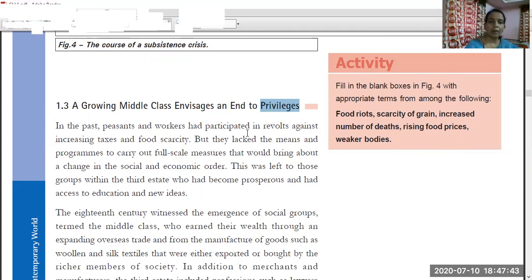The growing middle class came from the third estate, because in the third estate many businessmen were there, and many educated people too. These educated people started to raise questions about the earlier way of society. In the past, peasants and workers had participated in revolts against increasing taxes and food scarcity. In the earlier period, the peasants made many revolts against increasing taxes, increasing prices and food scarcity. But they were unaware of how to express their views in a formal way. They lacked the means and programs to carry out full scale measures. Their measures were not enough, they were very limited. That is why they did not succeed in the earlier period.